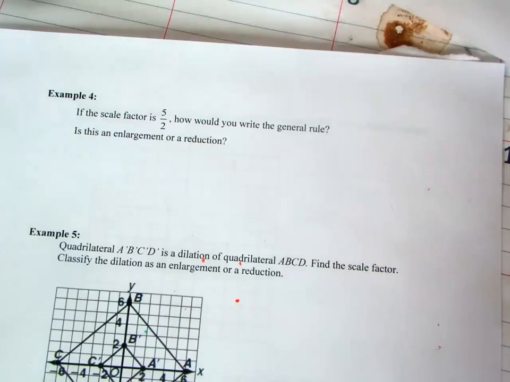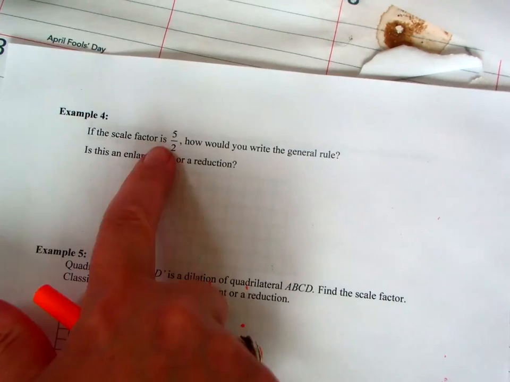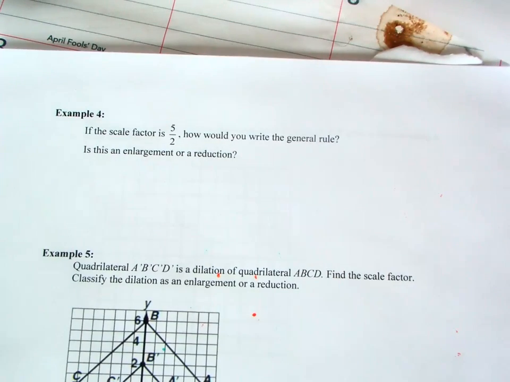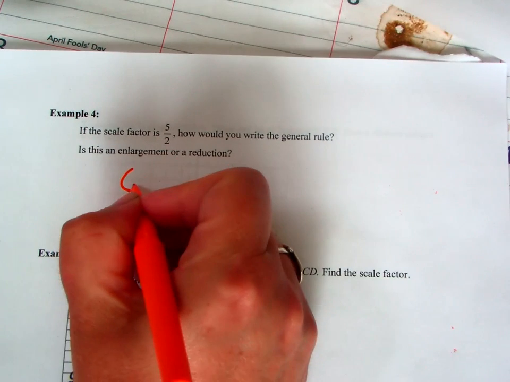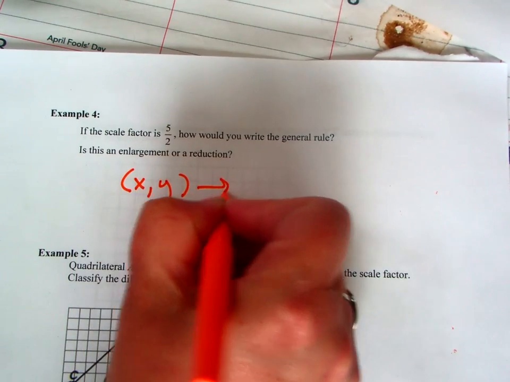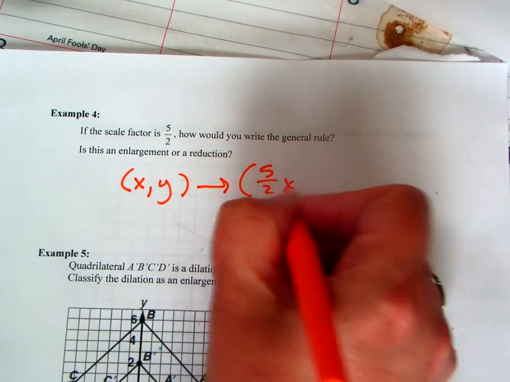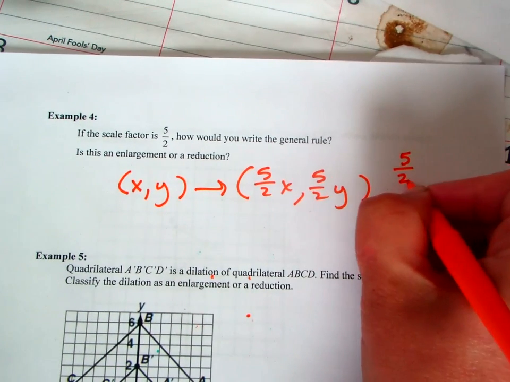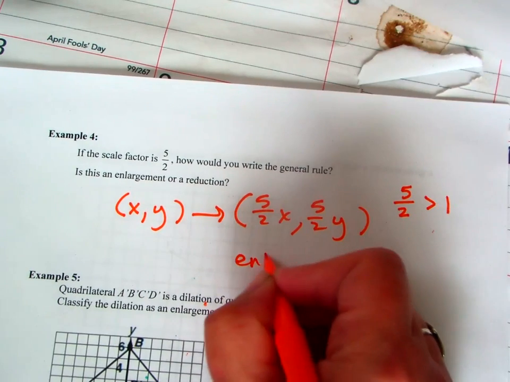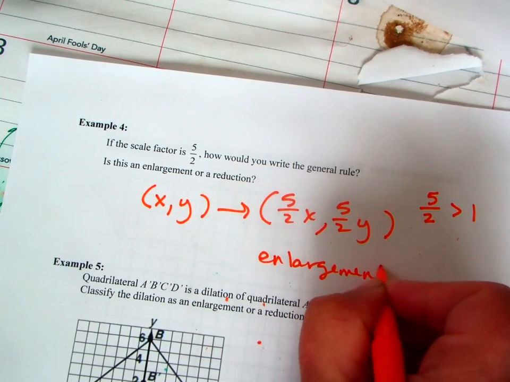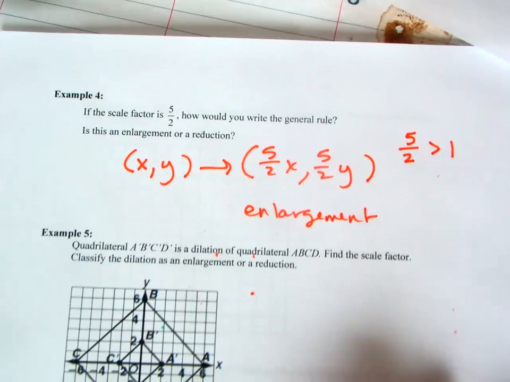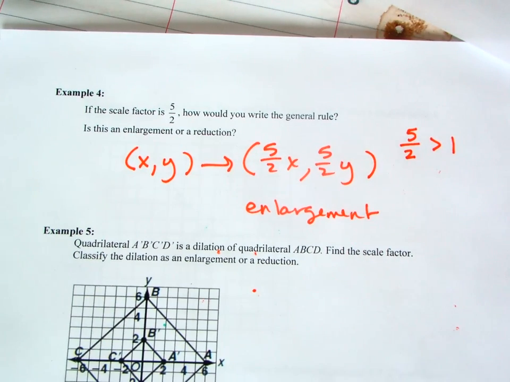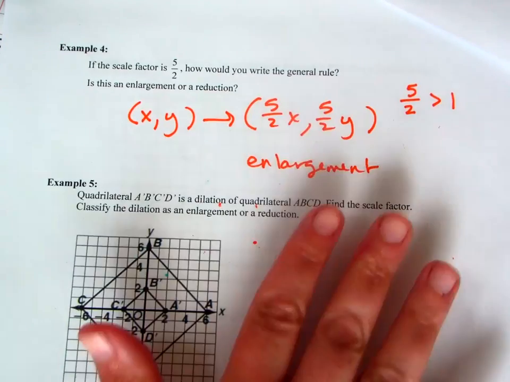So next example. If the scale factor is 5/2, how would you write a general rule? And is that going to be an enlargement or is that going to be a reduction? So I'm just going to write the general rule of (x, y) goes to (5/2 x, 5/2 y). And as 5/2 is larger than 1, it's an enlargement. If you would like to change these to decimals and write it as 2.5, that's fine. If you want to write it as a mixed fraction, that's also fine. I prefer to just leave it as is.